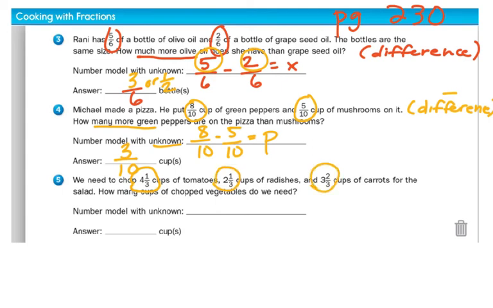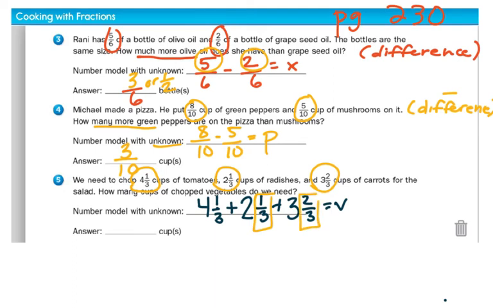And number 5, we need to chop 4 1/3 cups of tomatoes, 2 1/3 cups of radishes, and 3 2/3 cups of carrots for the salad. How many cups of chopped vegetables do we need? So we're going to add them all together. 4 1/3, which is called a mixed number, a whole number plus a fraction, plus 2 1/3 plus 3 2/3 equals V for veggies. All right, I'm going to see if I can add together any of these fractions to get one whole number. Watch this.